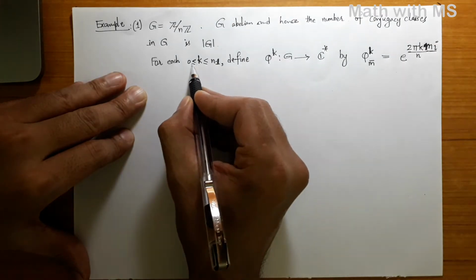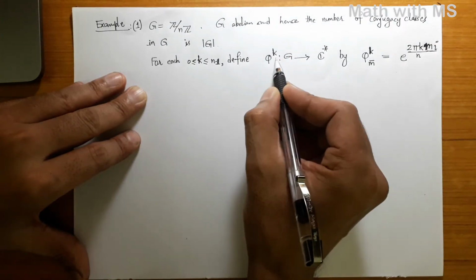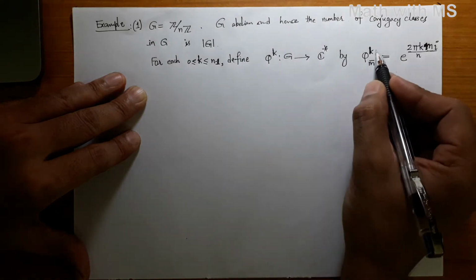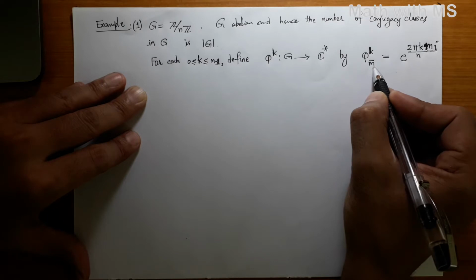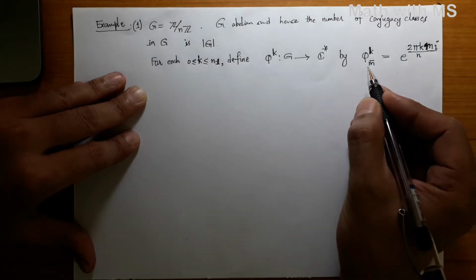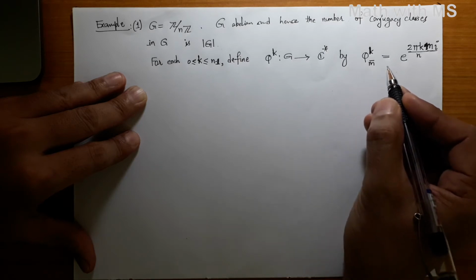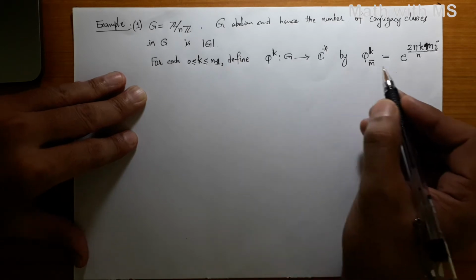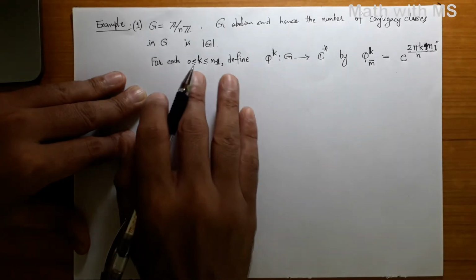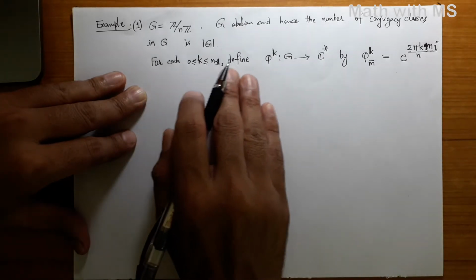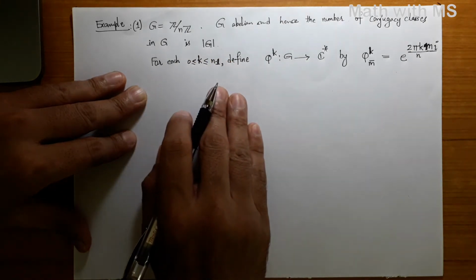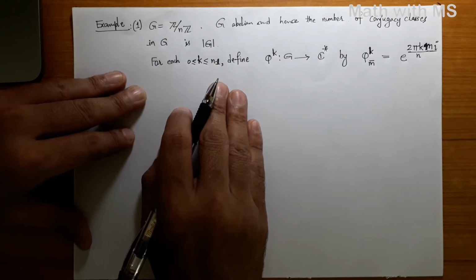So for each k between 0 and n minus 1, define phi k from G to C star, by phi k acting on an integer m mod n, m bar. One can easily check that each phi k is a homomorphism and all of them are distinct homomorphisms. And being one-dimensional, they are also irreducible. So therefore, in this case, the number of inequivalent irreducible representations is precisely the order of the group G, which is precisely the number of conjugacy classes in the group G.